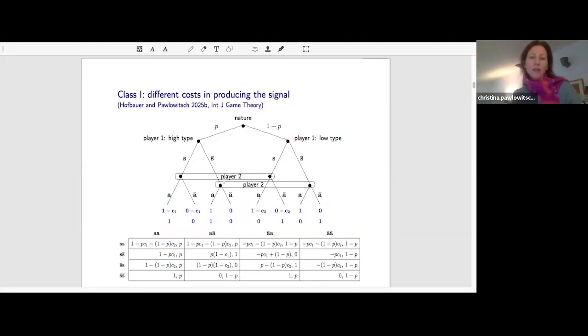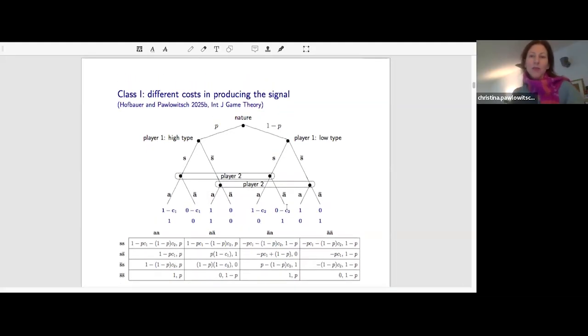And then conditional on the signal that has been observed, or the absence of the signal, player two, who is the firm who wants to hire, for example, decides to accept or not to accept, A or A bar.